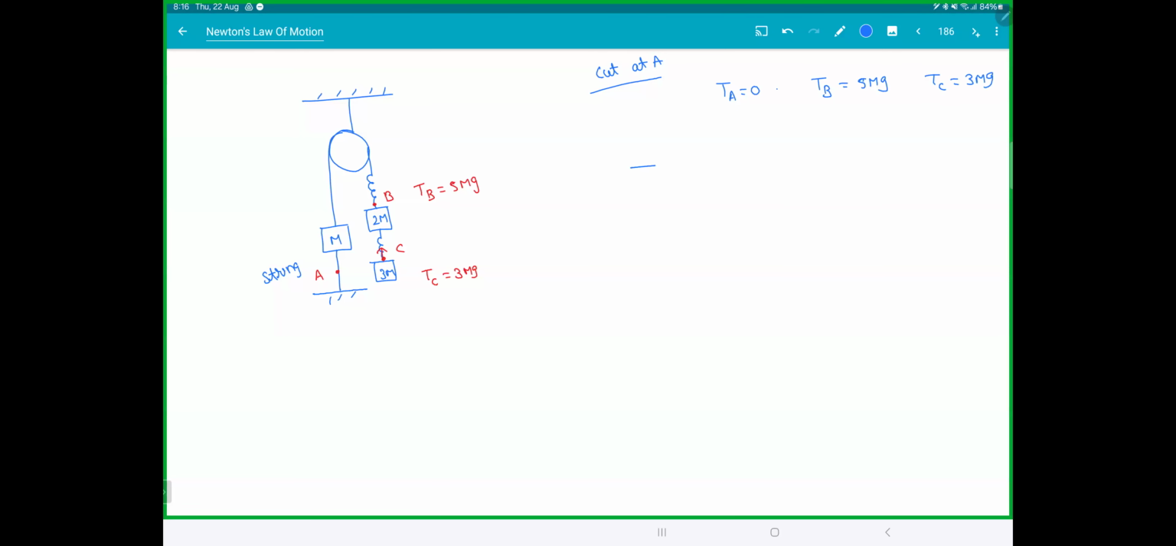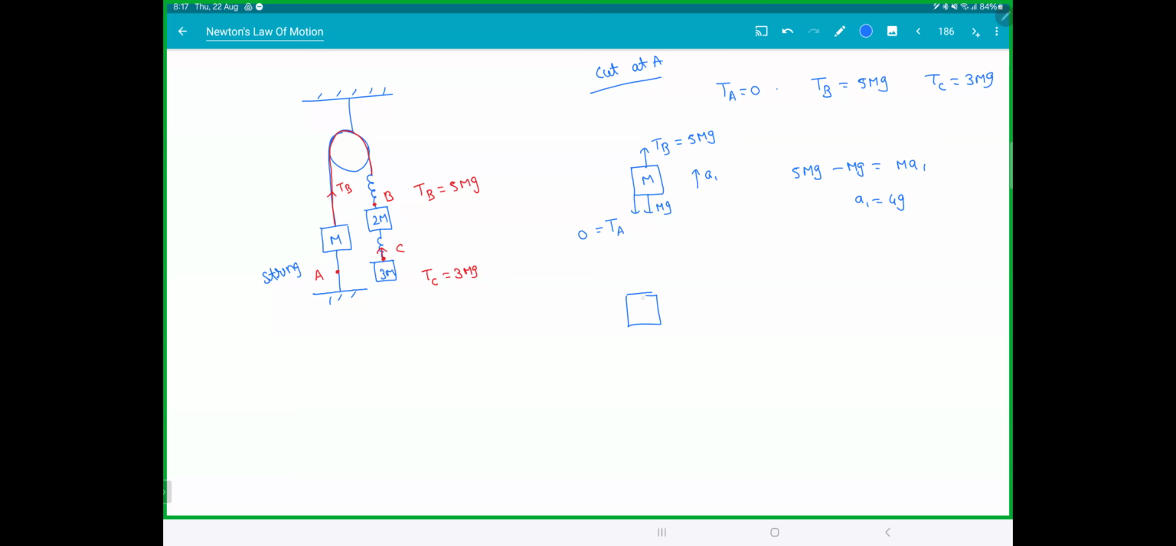Draw the FBDs. So the FBD of m. This will be Tb because that entire upper string is the same one. This entire thing will have the same tension, so that will be Tb only. Because the spring is connected to the string, tension will remain the same in that. So that will be Tb, your own weight mg. This is Ta, but Ta became 0. This is your acceleration a1, and Tb is 5mg. Net force 5mg minus mg is equal to m a1. a1 will be 4g. So this block will just fly off with 4g.